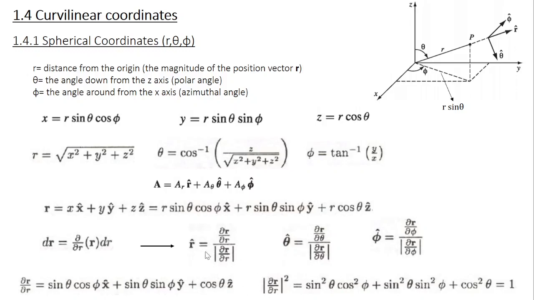Now you need to find out the modulus of this vector. There is an easy way of doing that. You know that the dot product of a vector with itself gives you the square of the magnitude, right? So take the dot product of this with respect to itself. So, (∂r/∂r)².